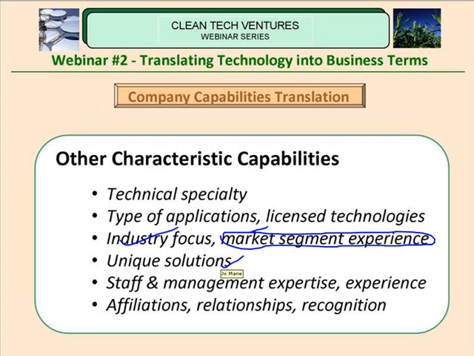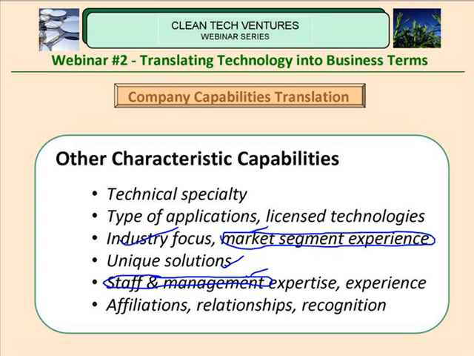Again, unique solutions. This is something of a catch-all, but if there's something you do that's different than everybody else, for some companies, their core competency lies in their staff and management expertise and experience, and not in their facilities. If there's a section of the capabilities profile that's not as applicable to you, don't fill that section out as much. But if it's your staff expertise, the mix of staff you have, the bona fides of your staff, then you want to call that out.